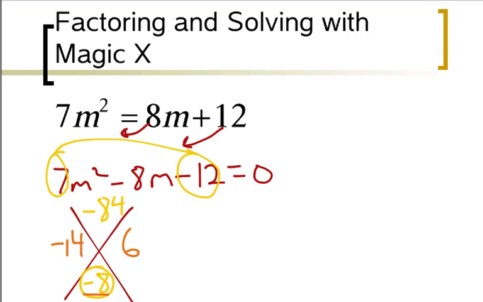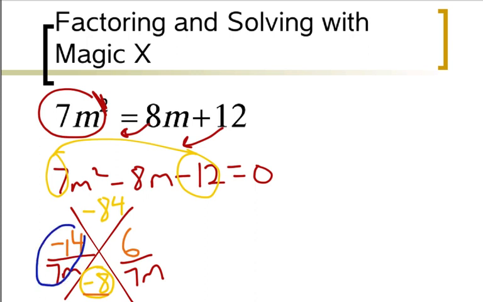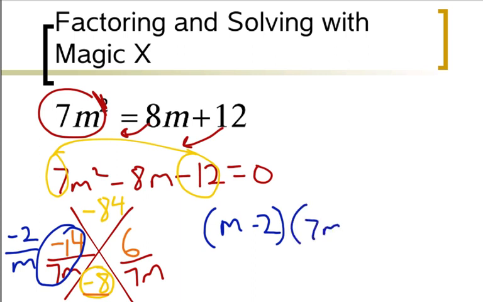I just need to divide it by this number in front without the square. So divide each of these by 7m. And again, the one on the left happens to reduce, so I can reduce that to be negative 2 over m, because the 7 and the 14 should cancel. Okay, so now my parentheses are going to be m minus 2 times 7m plus 6, and that equals 0.